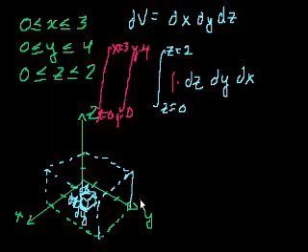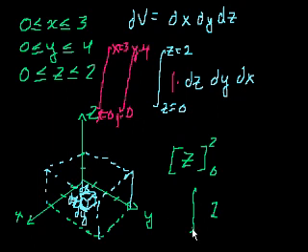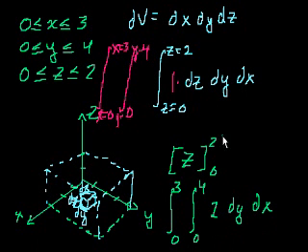So what's the value of this integral? Well, the antiderivative of 1 with respect to z is just z, right? Because the derivative of z is 1. And you evaluate that from 0 to 2. So it's 2 minus 0, so you're just left with 2. And you're going to take the integral of that from y is equal to 0 to y is equal to 4 dy. And then you have x from x is equal to 0 to x is equal to 3 dx. And notice, when we just took the integral with respect to z, we ended up with a double integral.